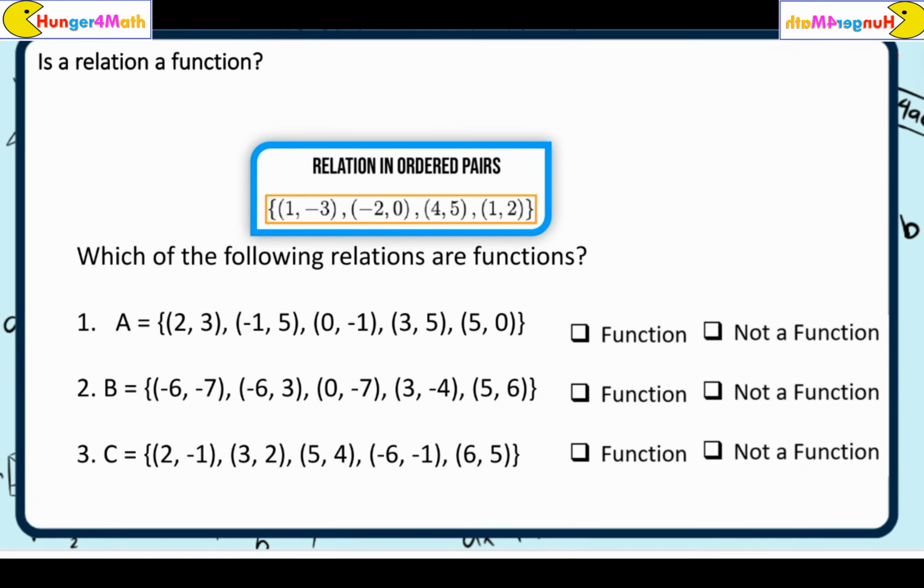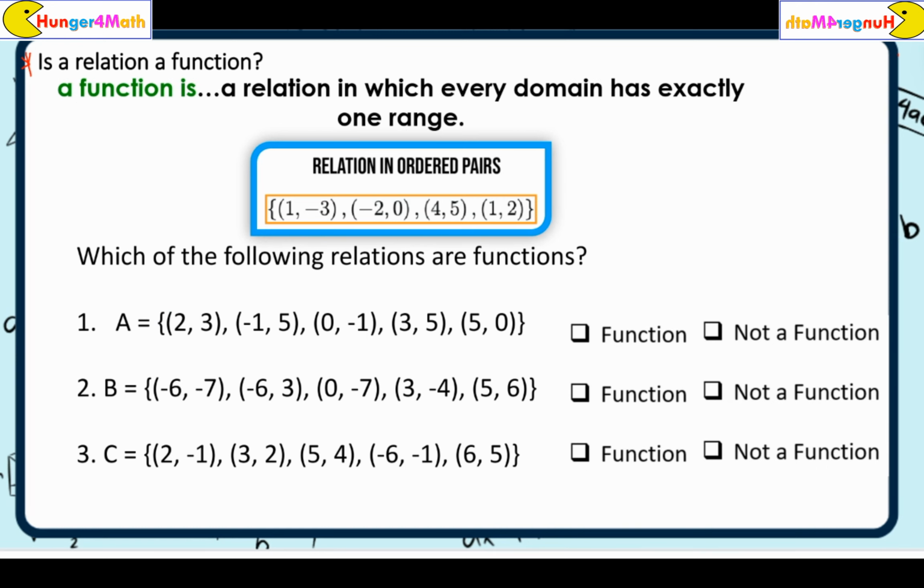We have a question over here. Is a relation a function? So let's define what is a function. A function is a relation in which every domain has exactly one range. So we can only classify a relation as a function if and only if the domain has exactly one range.